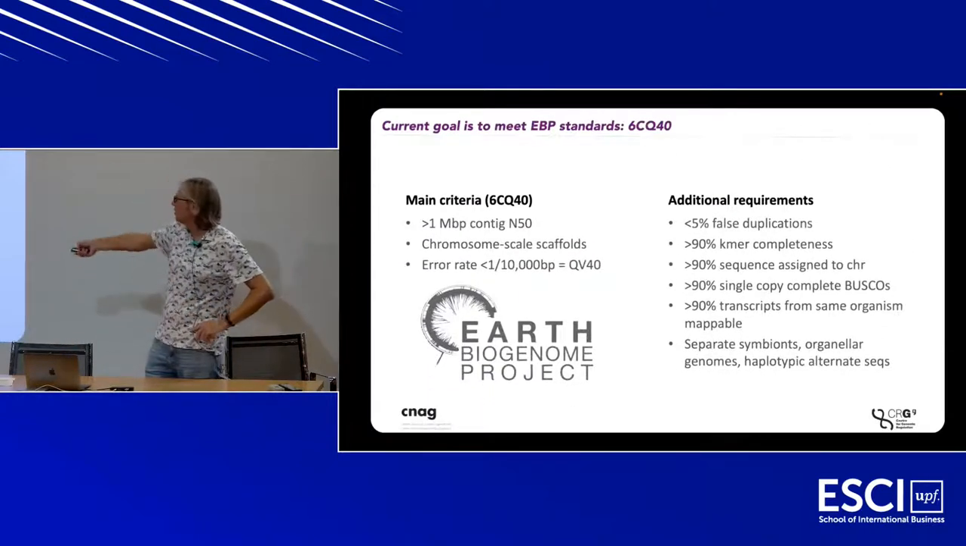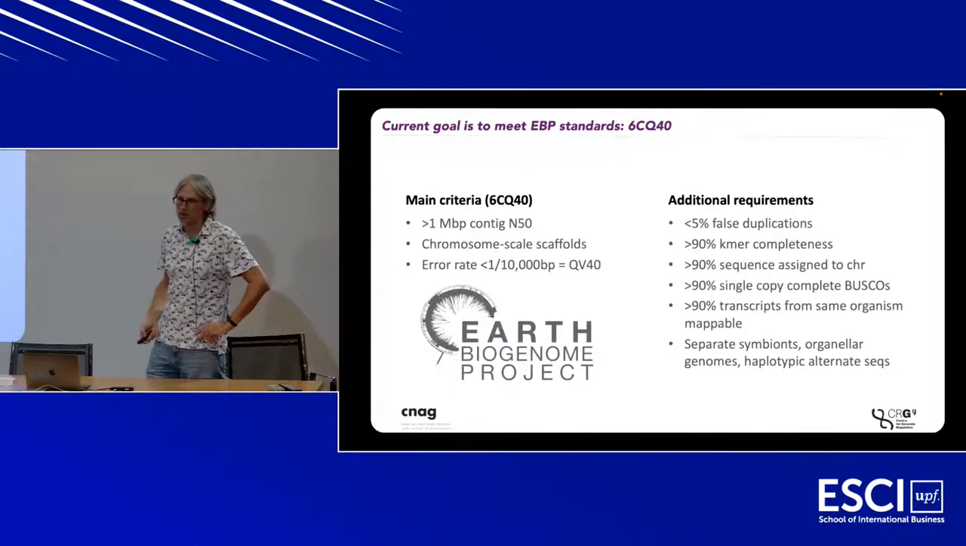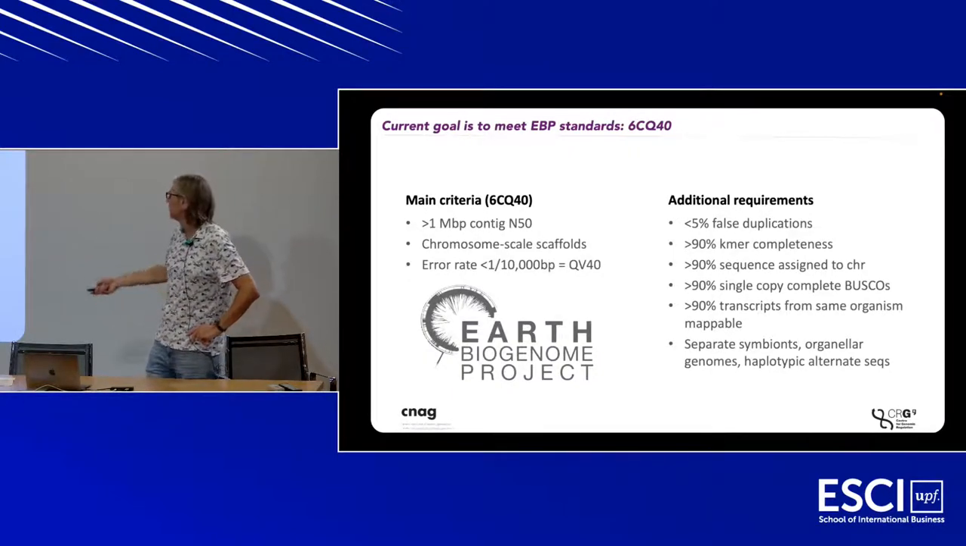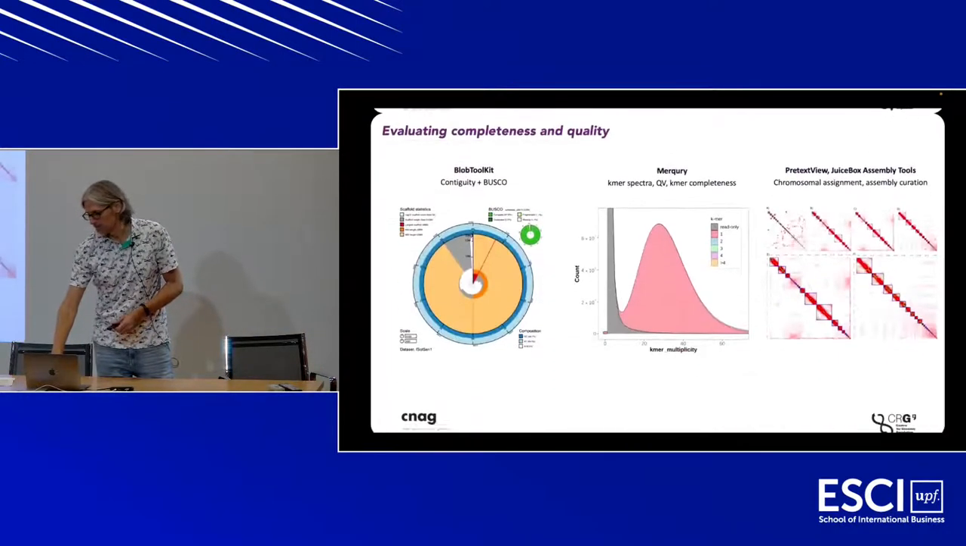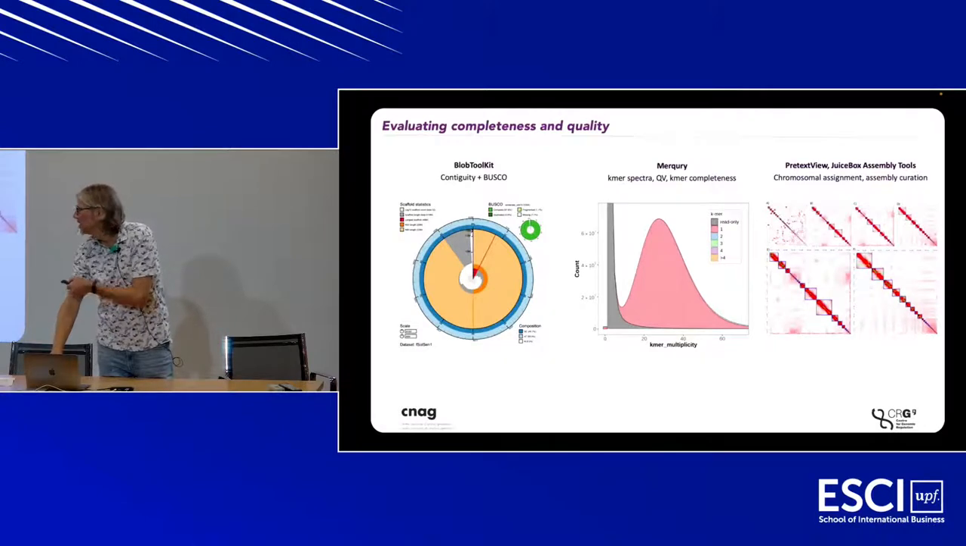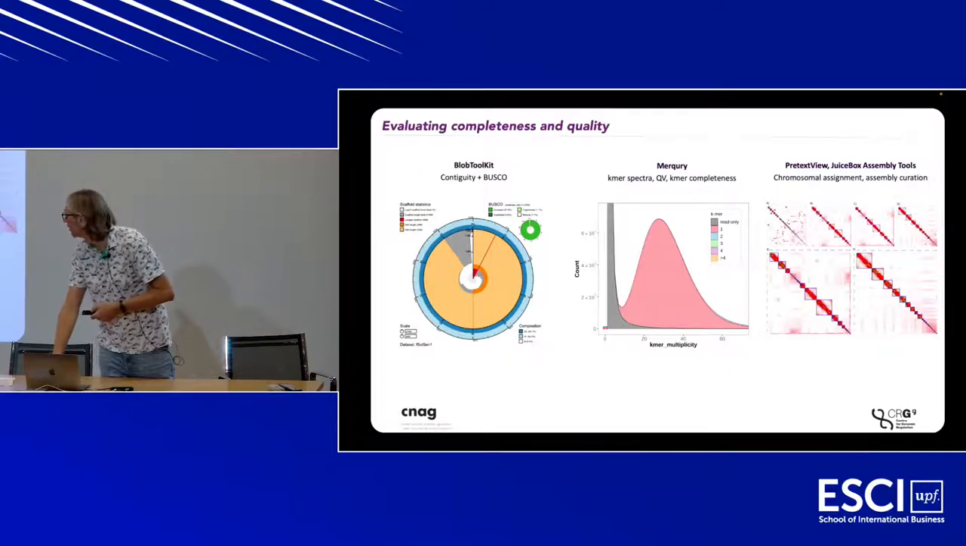So this is what we're aiming for in these big projects. So we want contig N50s to be over a megabase, chromosome-scale scaffolds, no more than 1 in 10,000 bases is an error, plus all of these other metrics here. And we use a few programs that we run on our assemblies to evaluate all these things. Okay, and this is built into our assembly pipeline, so at every step we're checking the statistics of the assemblies.